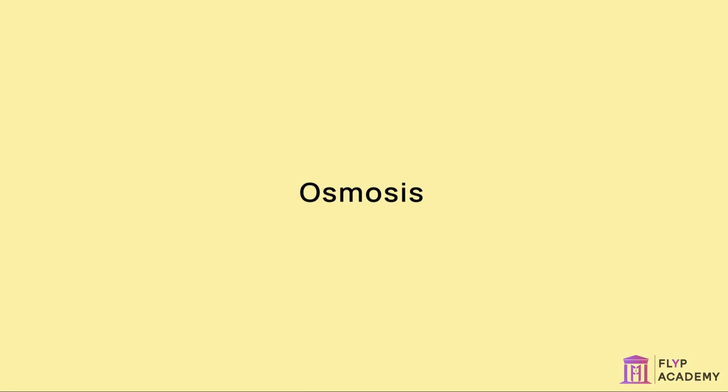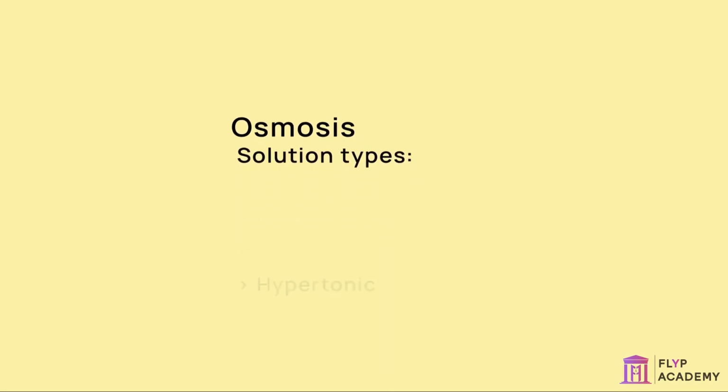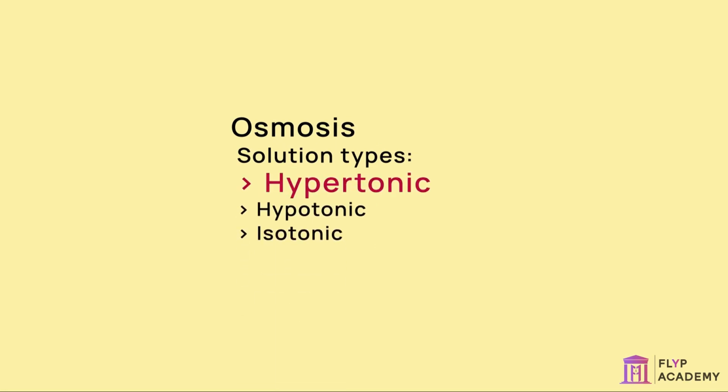Osmosis is responsible for several effects on cells when they are placed in solutions of different concentrations. Solutions can be described as hypertonic, hypotonic, and isotonic. Hypertonic means more concentrated in comparison with the cell. Hypotonic means less concentrated than the cell. And isotonic means the same concentration as the cell.